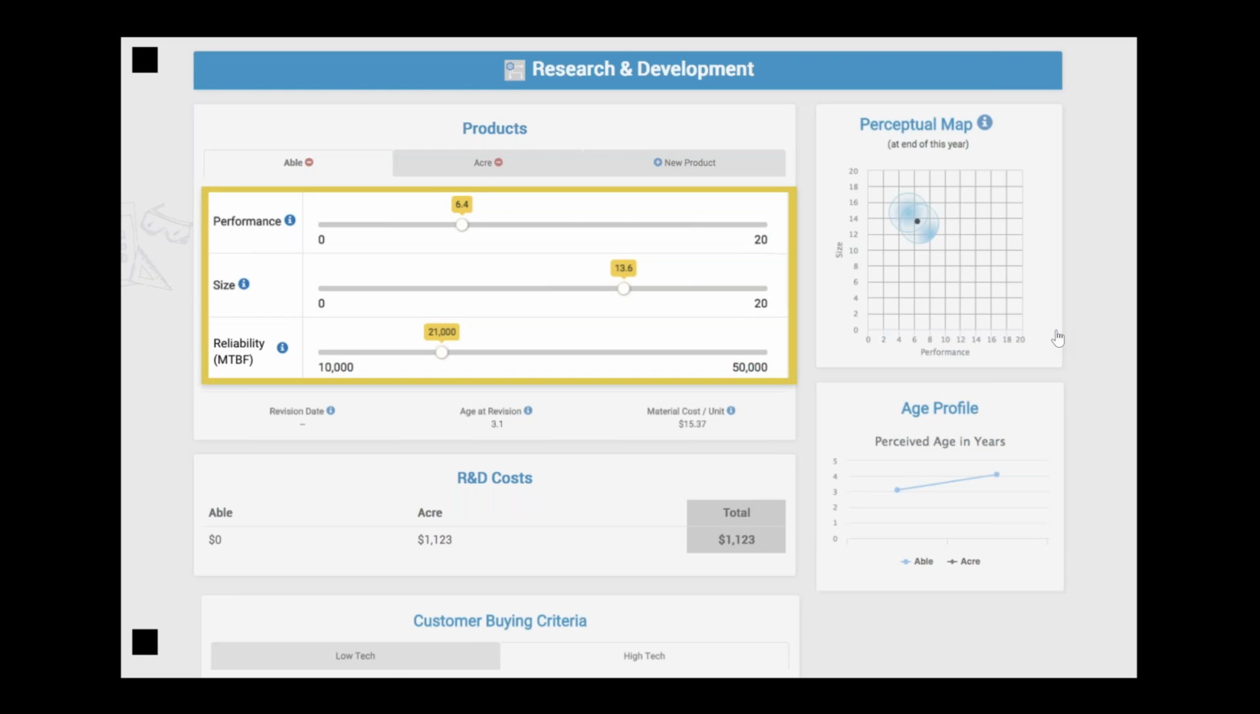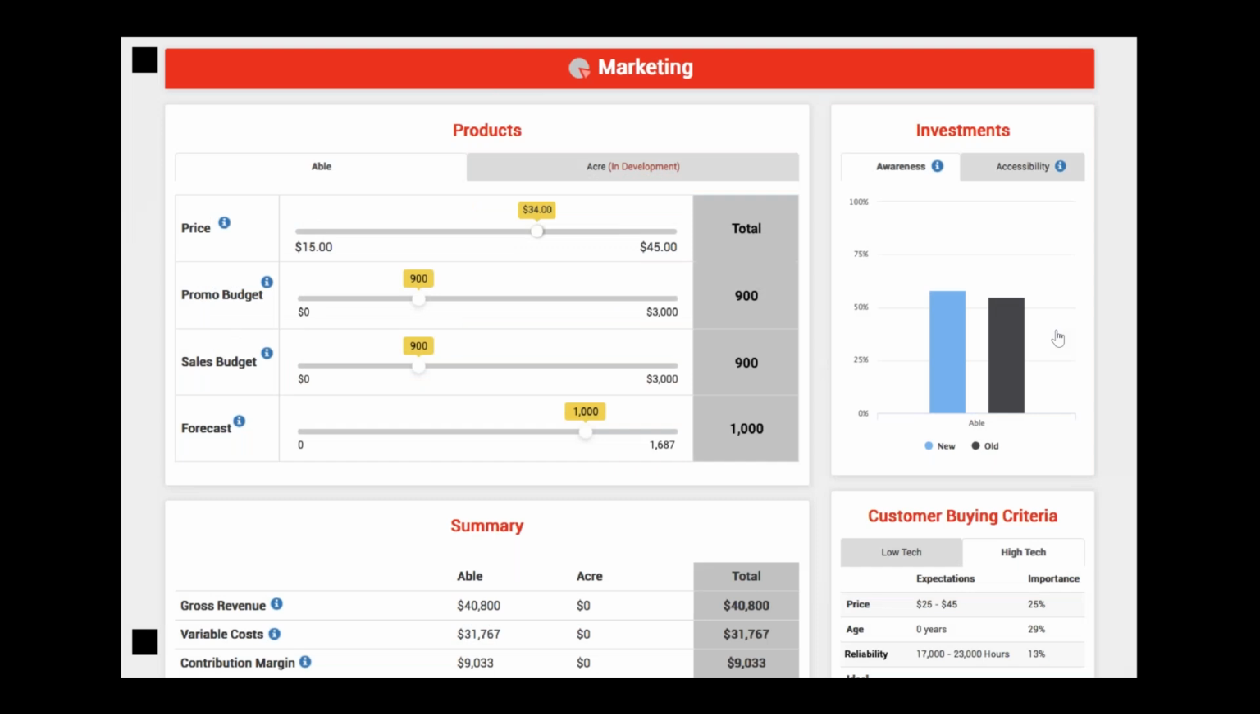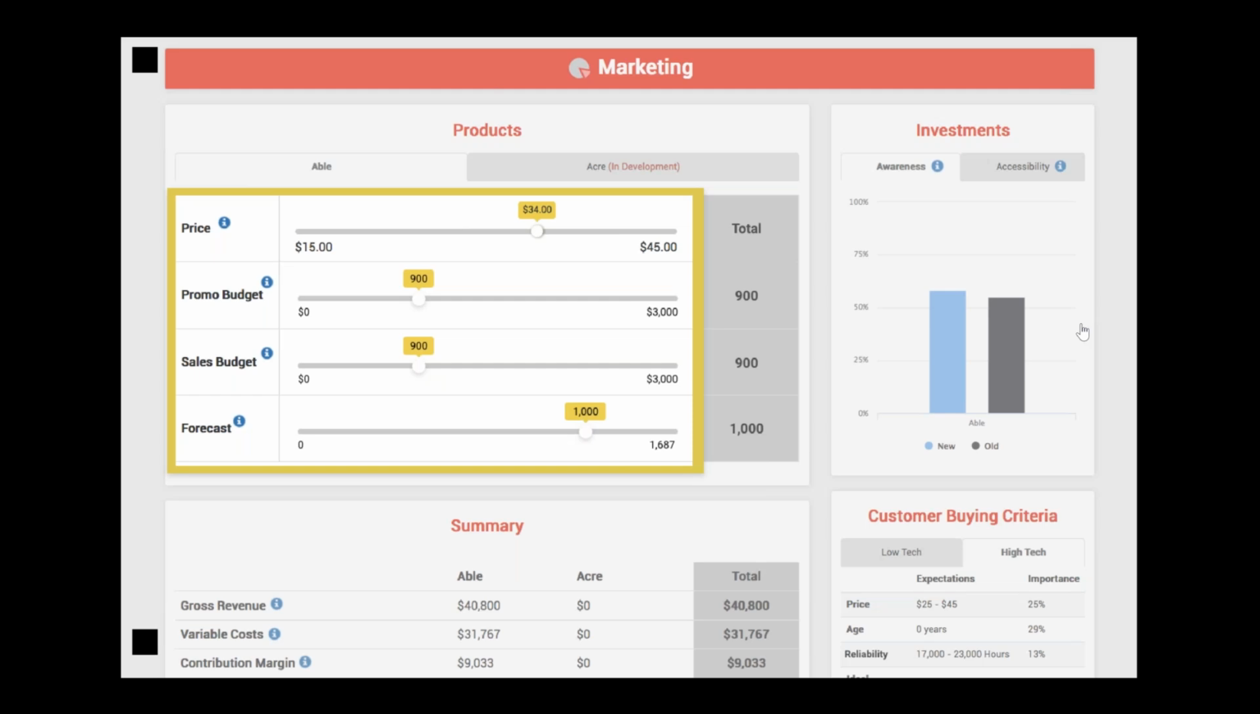Now, I mentioned the three other departments, so we're going to go through each of these. In the marketing department, students are focused on bringing the product actually to market. And here we can see four decisions in front of us. First and foremost, students have to determine the price of their product. Is this going to be something that more appeals to a low-tech customer and is cheaper? Or can we afford to raise the price of it to reach a high-tech customer? We also have to decide on things like the promotion budget and the sales budget.